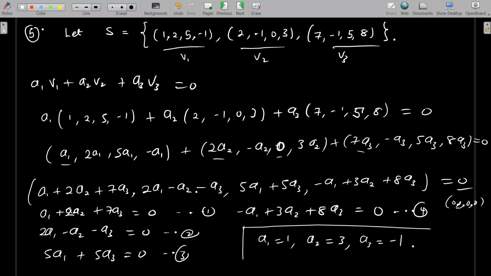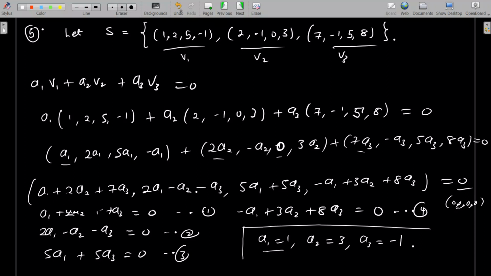So what it means is that if I put a1 to be 1 here, in the first equation you're going to have 1, a2 is 3, plus 3 times 2, that is 6, right? And then a3 is -1 times 7. So 1 plus 6 minus 7 will give me 0 indeed. Okay.